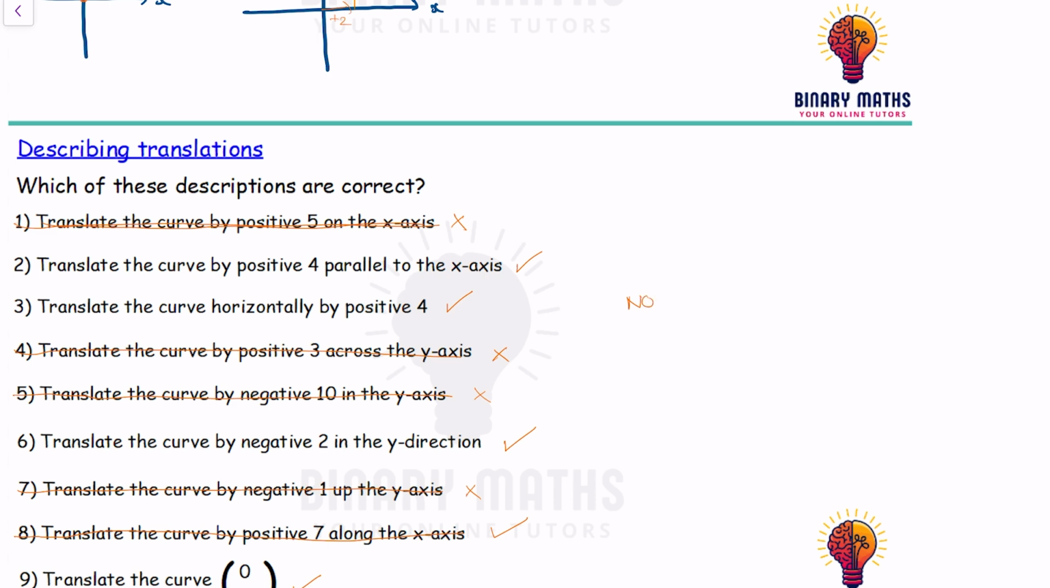I would say note, do not use the words move or shift. Okay, and I would say that statement 9 is best. So translate the curve by this vector is the best way to say. Instead of talking about the x direction or the y direction, if you just say the vector, then it's easiest.